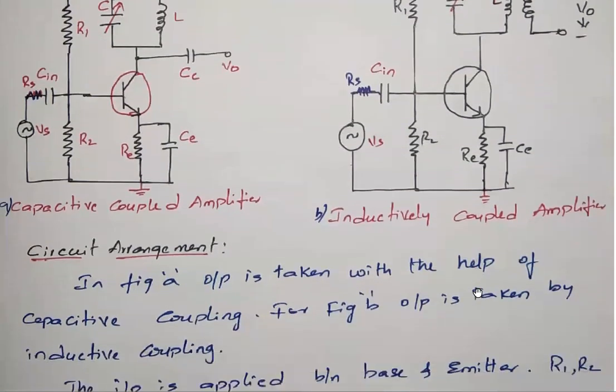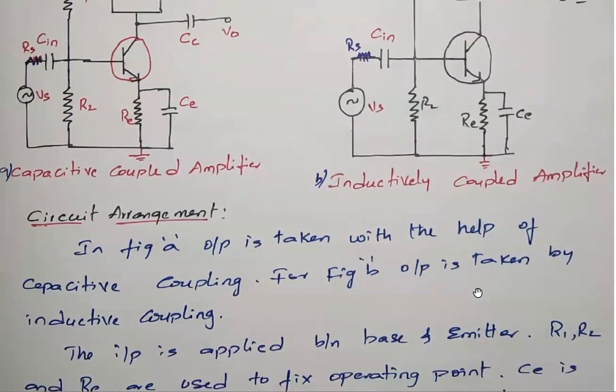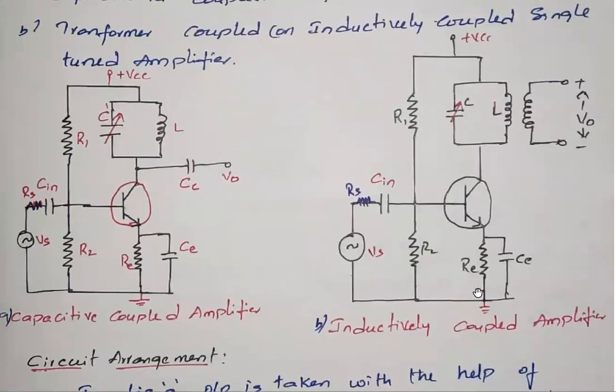See, we verify the circuit arrangement. In figure A, the output is taken with the help of capacitive coupling, whereas in figure B, the output is taken by inductive coupling. The first circuit uses capacitive coupling and the second circuit uses inductive coupling. It depends on where the output is taken.